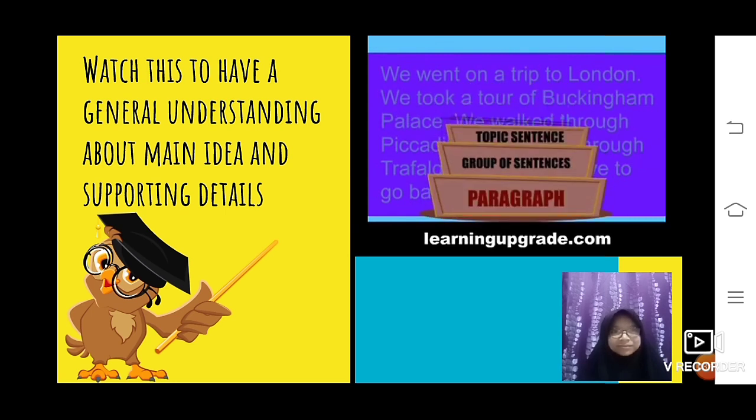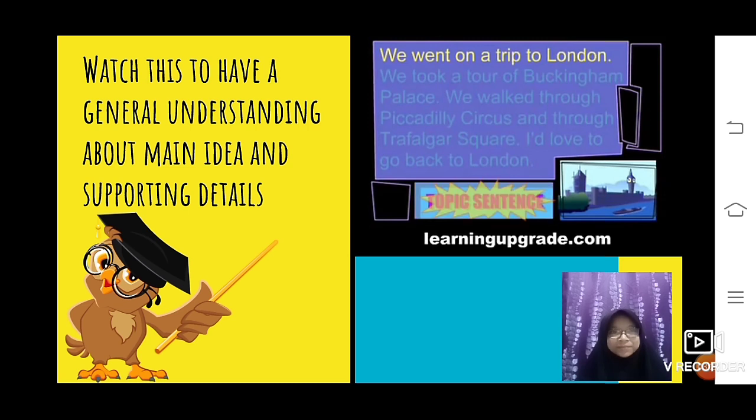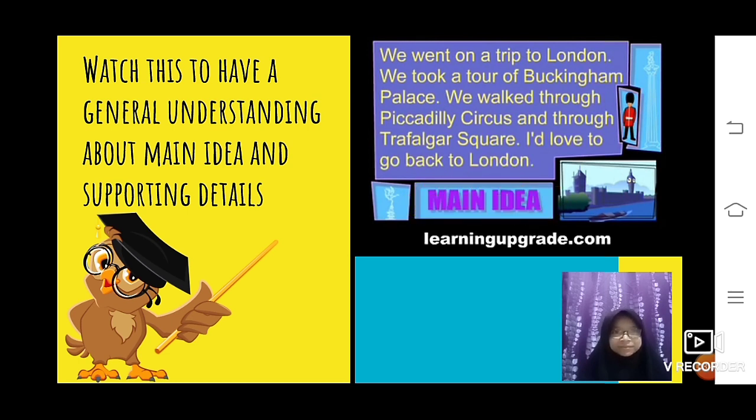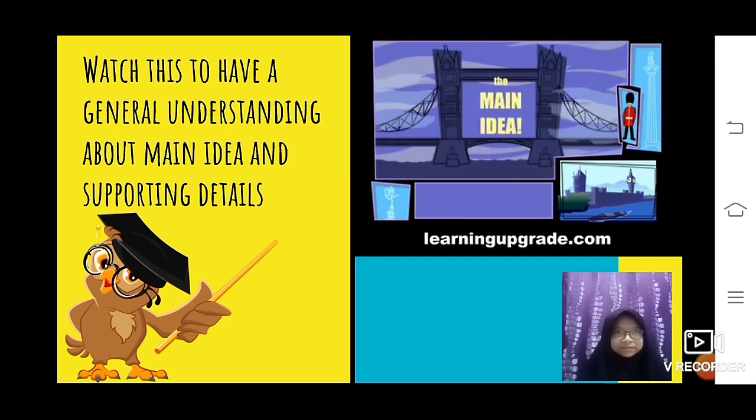Now, here's a paragraph. Let's figure it out. We went on a trip to London. Topic sentence, that's the main idea. Took a tour of Buckingham Palace. Tells you more about the main idea. We walked through Piccadilly Circus and through Trafalgar Square. I'd love to go back to London. You end with the main idea.